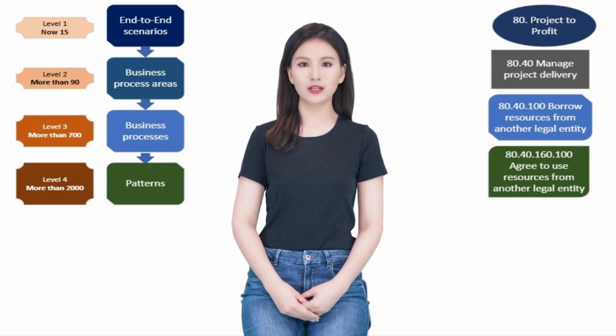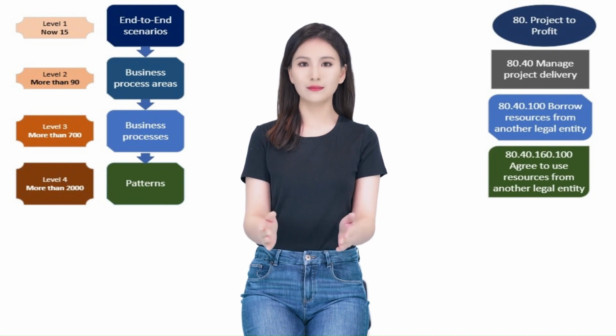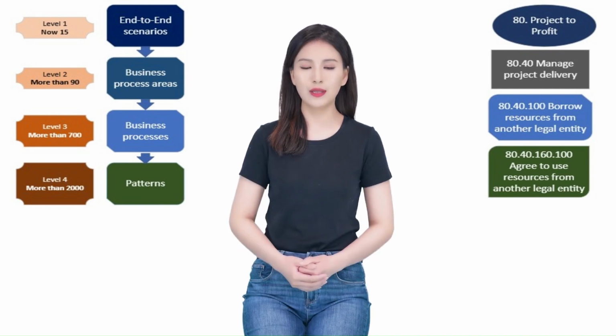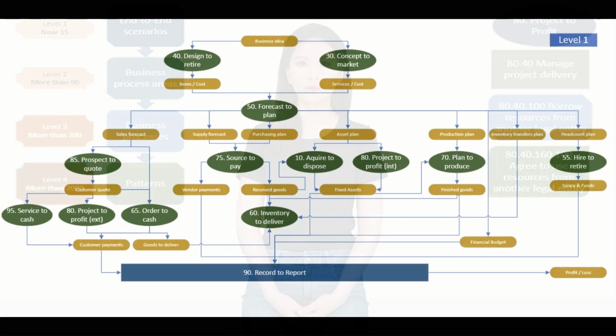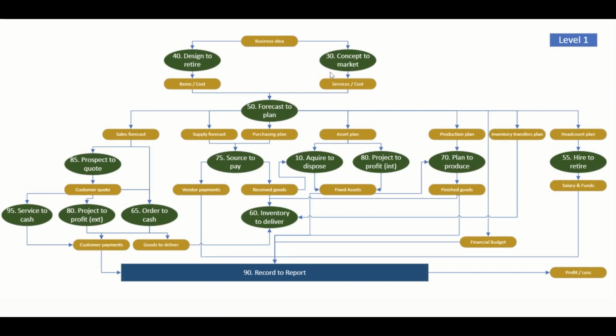There are several ways to structure the flow of end-to-end scenarios. Let's consider the most common and widespread case where a company is engaged in the production and sale of a product. If your business does not involve developing new products to order, the first business process in the chain will be the end-to-end scenario idea to requirements, ID 40.